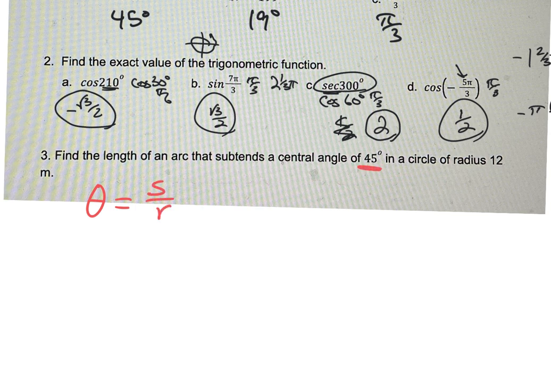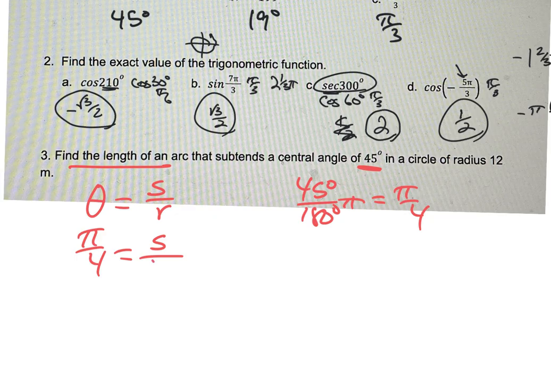So the first thing I'm doing is changing 45 degrees to radians, which we've been doing up top there. Changing 45 degrees into radians, you just divide it by 180 and put a pi with it. That's going to reduce down to 1/4 pi, or pi over 4. So that's my theta. Theta is pi over 4. S is what I'm looking for. S is the arc length. The radius is 12. And I'm just solving for S here.